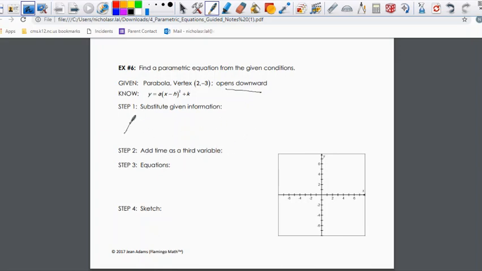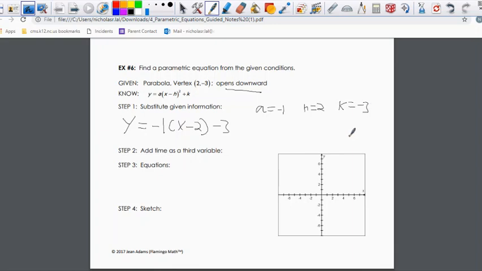Y is equal to, since it has to open downward, this has to be at least -1, has to be a negative number, times x minus 2 squared plus negative 3, so minus 3. So we can say a is equal to negative 1, h is equal to 2, and k is equal to negative 3.